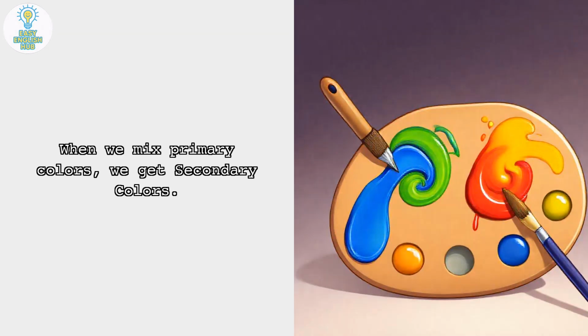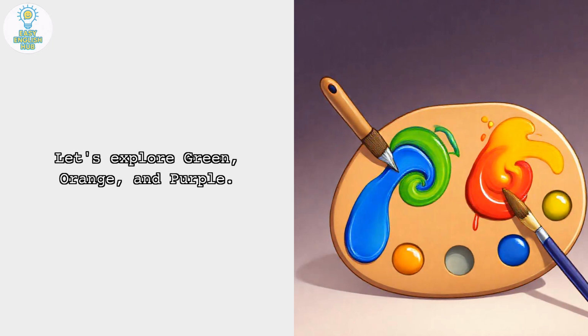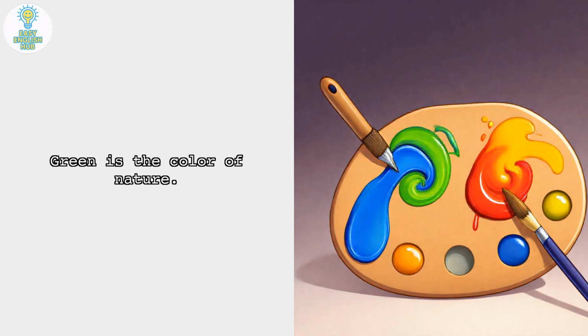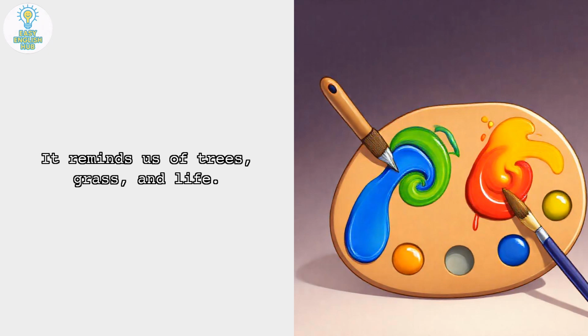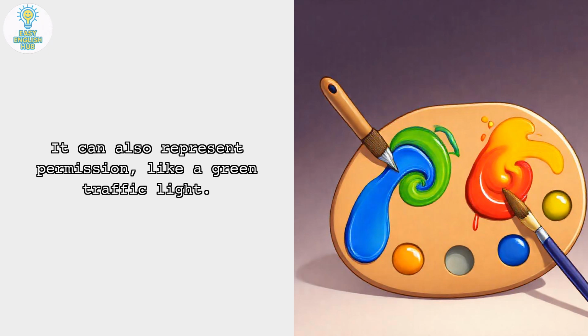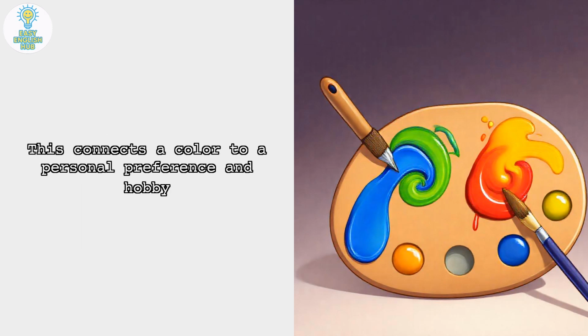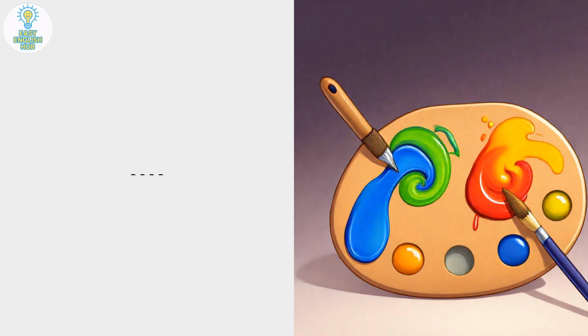When we mix primary colors, we get secondary colors. Let's explore green, orange, and purple. First, green. You get green by mixing blue and yellow. Green is the color of nature. It reminds us of trees, grass, and life. It can also represent permission, like a green traffic light. For example, my favorite color is green because I love hiking in the forest. This connects a color to a personal preference and hobby.